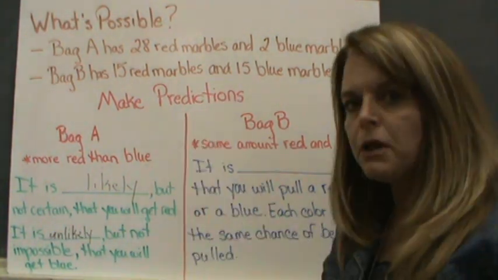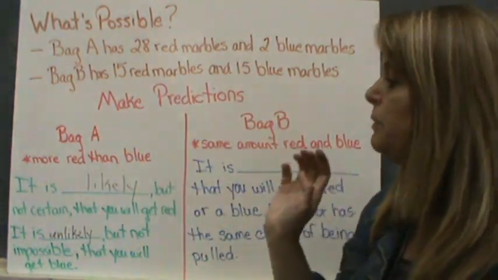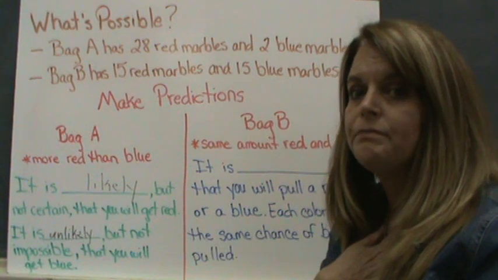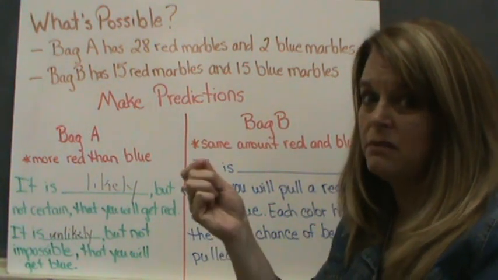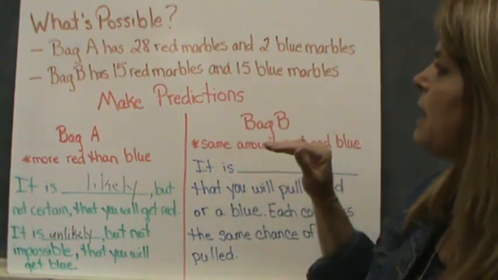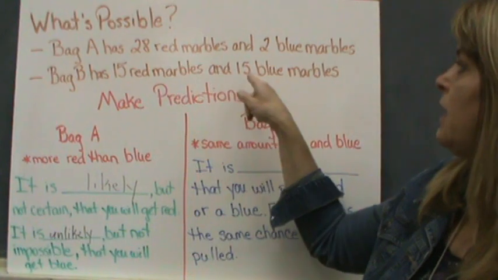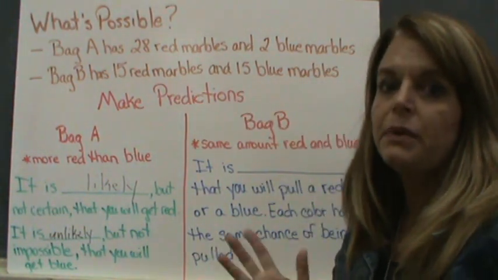But if I have to make a prediction, reaching into this bag A, 28 red, 2 blue, I'm going to predict it's likely I'm going to get a red. It's unlikely that I'll get a blue. Let's look at bag B. Bag B has 15 red marbles and 15 blue marbles. Well, what does that mean for me?